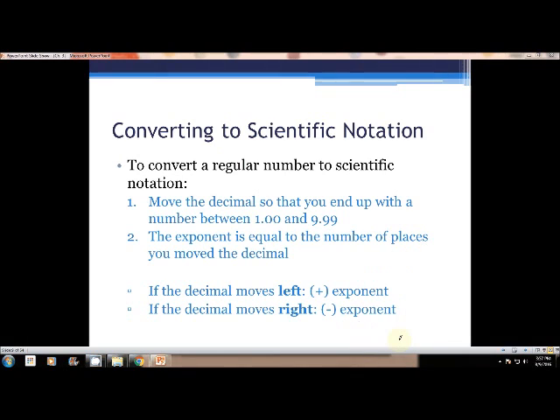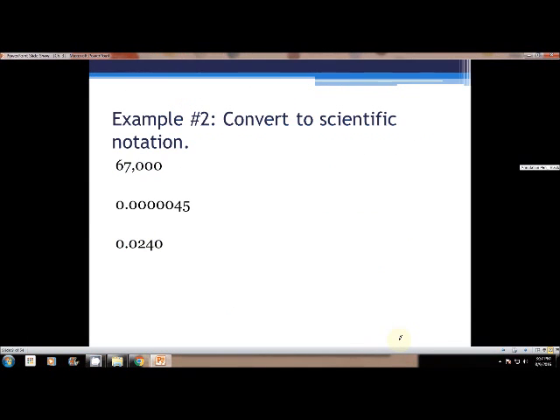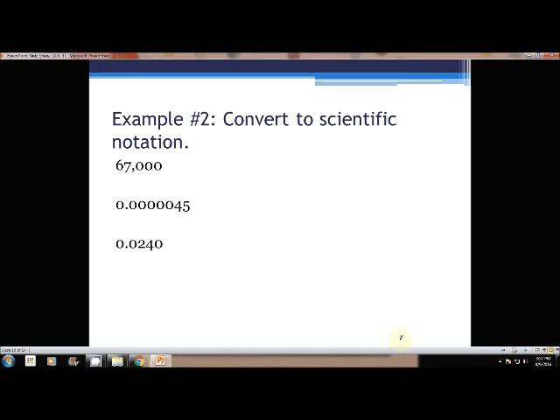Okay, so let's try example 2. We're going to put these in scientific notation. The first one we have is 67,000. No decimal means we imply that the decimal is all the way to the right. And so I'm going to move my decimal until I have a number between 1 and 10. Well, I have to move left because if I move right, I'm making it even bigger. So I'm going to go 1, 2, 3, 4 times and stop between the 6 and the 7. So when I stop between the 6 and the 7, I'm going to have 6.7.